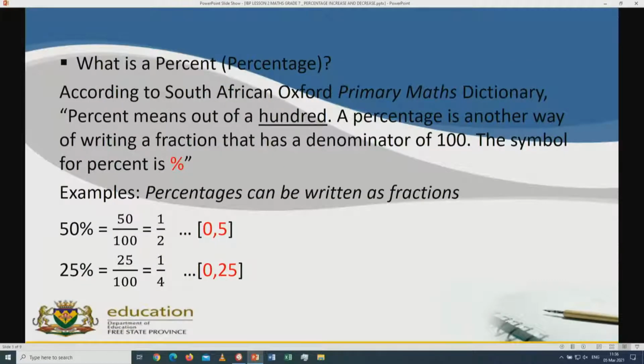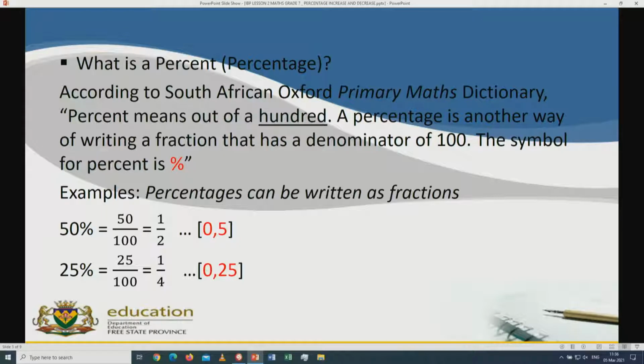Now, I also had to consult a dictionary. What is a percent or a percentage? According to the South African Oxford Primary Maths Dictionary, percent means out of 100. A percentage is another way of writing a fraction that has a denominator of 100. When we are working with percentages, it's still fractions, but now our denominator is 100. Then there is a symbol that we use that symbolizes a percentage. This symbol distinguishes a percentage from other numbers. Therefore, that will be the sign that is highlighted in red.